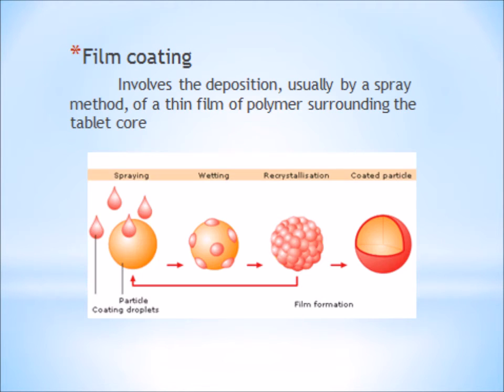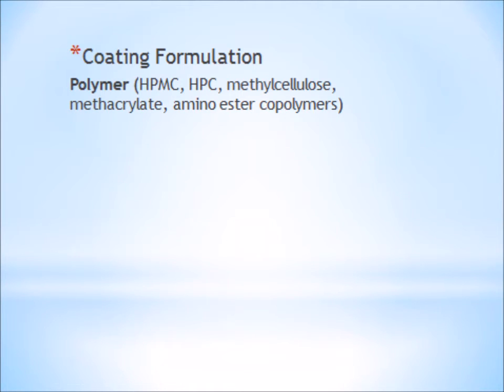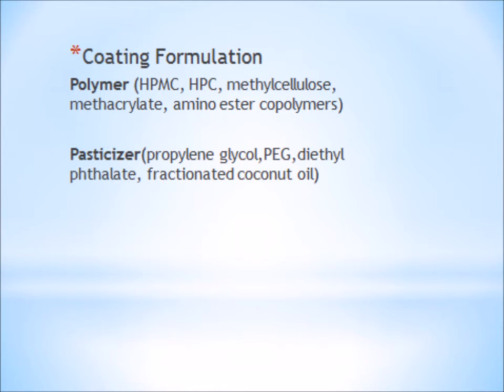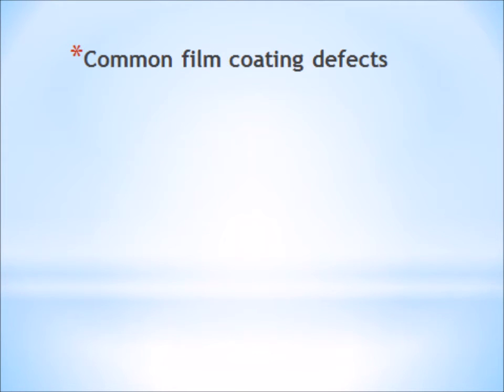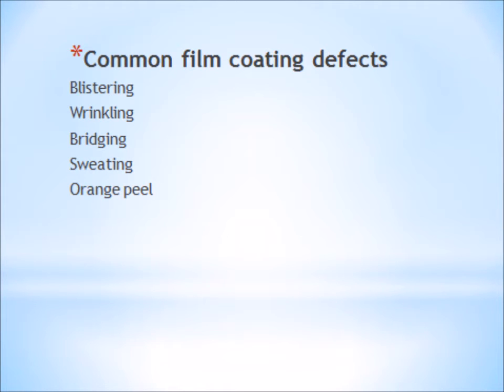Film coating. It involves the deposition, usually by a spray method, of a thin film of polymer surrounding the tablet core. Coating formulation. Examples are polymer, plasticizers, colorant, and solvent. Common film coating defects. We have blistering, wrinkling, bridging, sweating, orange peel, flaking, blooming, and spotting.